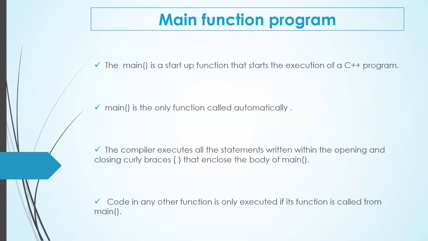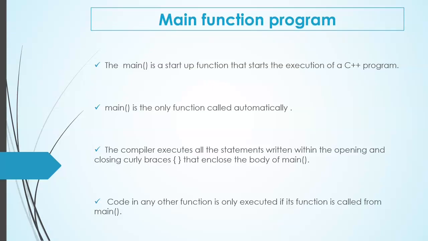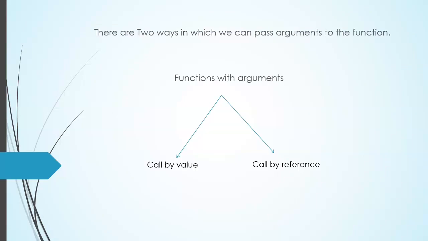These are the 4 sections a typical C++ program contains. This is all about structure of general C++ program. Moving to the next topic. There are 2 ways in which we can pass arguments to a function. First one, call by value, and second one, call by reference.